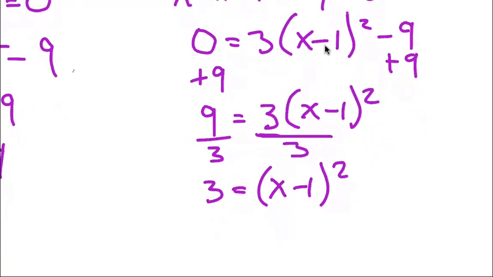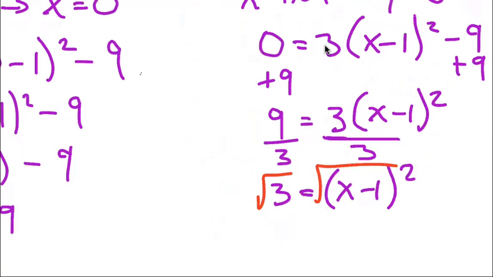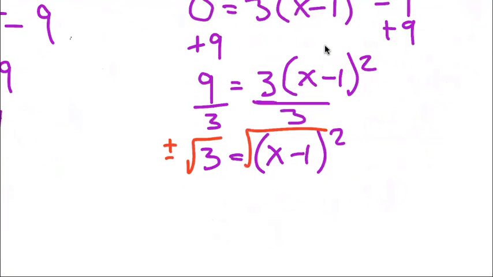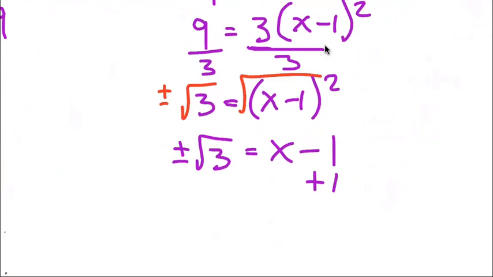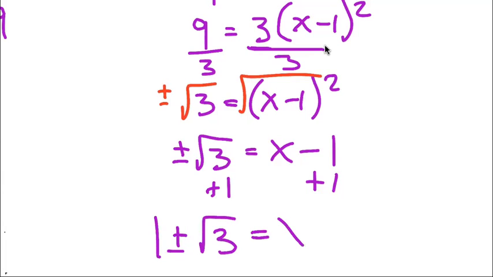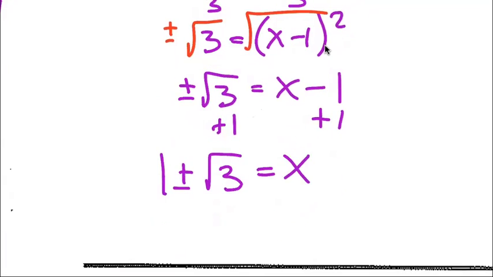And to get the x minus 1 by itself, I square root this. So I square root the other side, and in square rooting the other side, remember you get a plus and a minus version. So now I have plus or minus the square root of 3 is equal to x minus 1. To get rid of that 1, I add 1, add 1. So now I have 1 plus or minus the square root of 3 is equal to x. That gives us two values, our two x-intercepts.